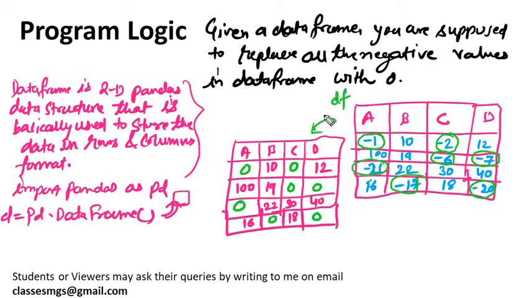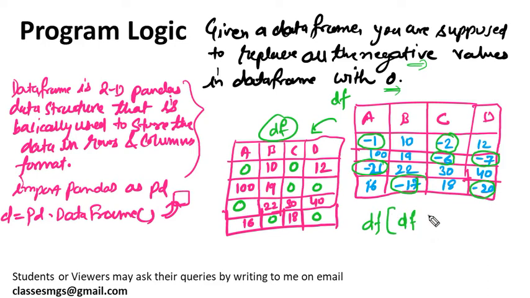Let's suppose this is the data frame. Now this data frame should look like this after your code is executed. So your code is to basically replace the negative values in the data frame with 0. Okay. So now what we need to do, you know this concept, data frame value filtering.